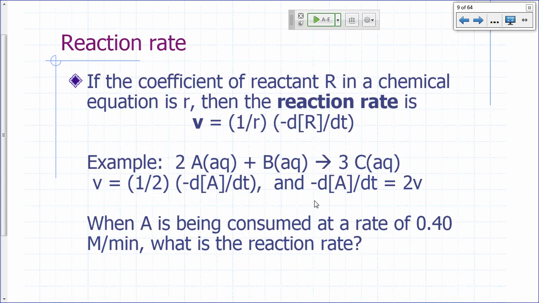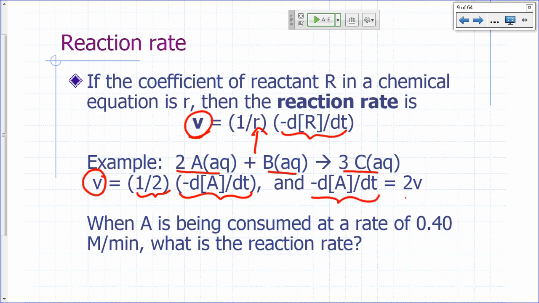So we can define the reaction rate as follows. V, the rate of a reaction, is 1 over R, where R is the coefficient of reactant R, times the rate of consumption of reactant R. So for example, let's say your reaction is 2A plus B gives you 3C. Then we say that the rate of reaction is equal to 1/2 of the rate of consumption of A. Or you can say that the rate of consumption of A is 2 times the rate of the reaction.